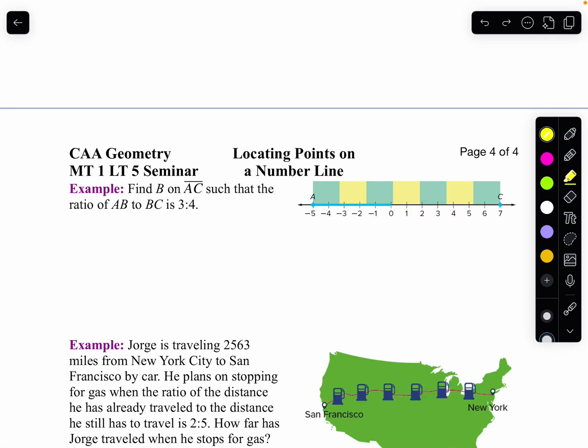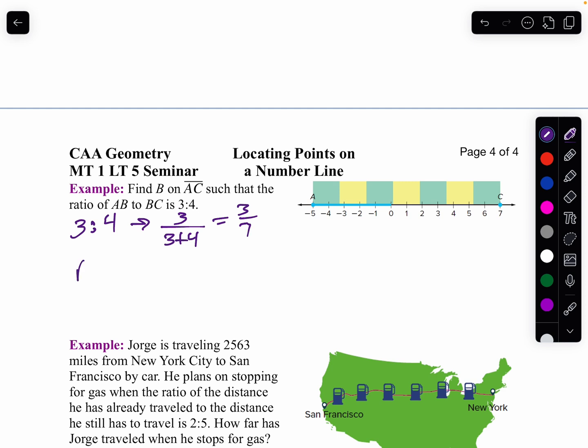Find B on AC such that the ratio of AB to BC is 3 to 4. So what we're going to do is take this ratio, 3 to 4, and change it to a fraction. What we do here is add my ratio for my denominator, so it's 3 plus 4. And if I want to do it from A, I'm going to keep my numerator as 3, my first number. So in other words, I'm going to find 3/7 of my distance.